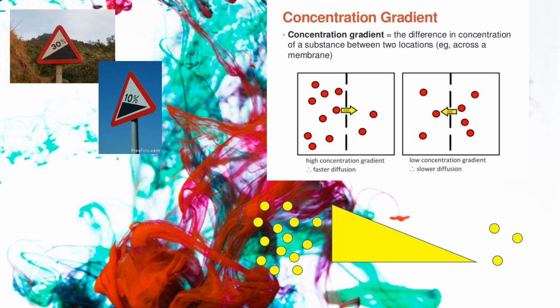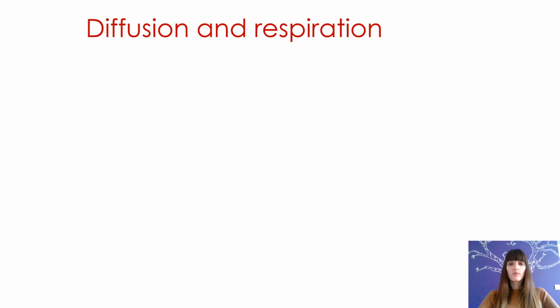Little diagram here talking about concentration gradients. You see this a lot in revision books. Again, particles on the left have a lot, the particles on the right there's only a couple. So the particles will move down the concentration gradient from a high concentration, which is on the left, to a low concentration, which is on the right.